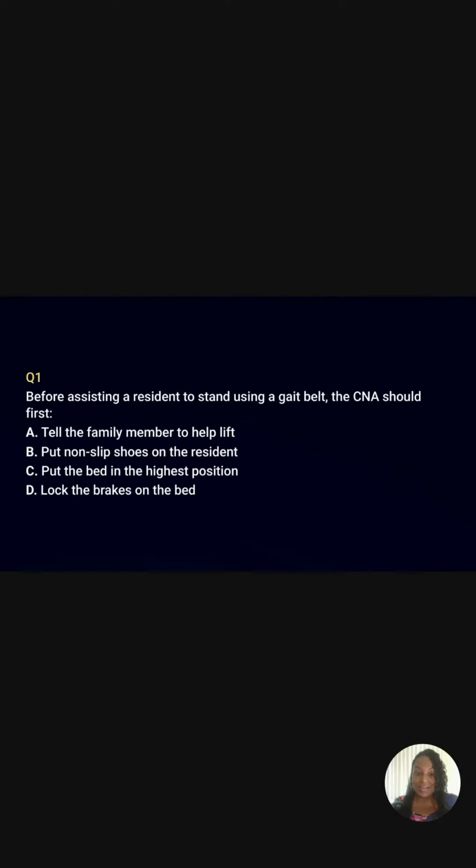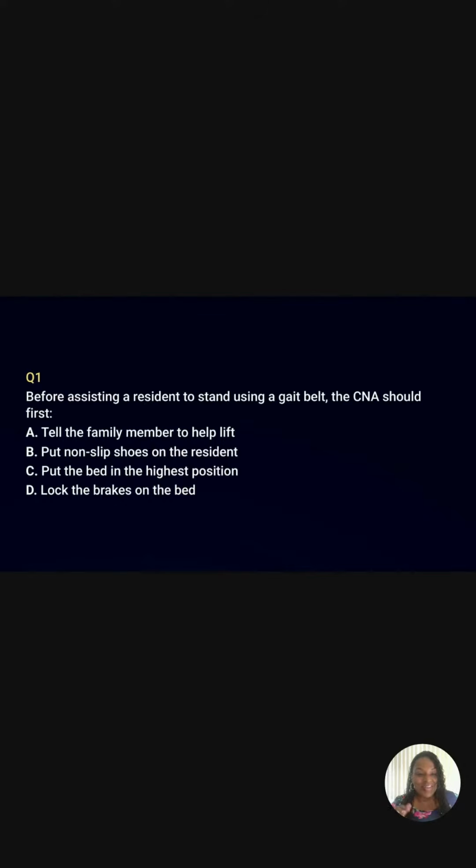All right, so let's begin. Question number one. Before assisting a resident to stand using a gait belt, the CNA should do which first? A, tell the family member to help lift. B, put non slip shoes on the resident. C, put the bed in the lowest position. Or D, lock the brakes on the bed. What do you think, team? I'm so proud of you.